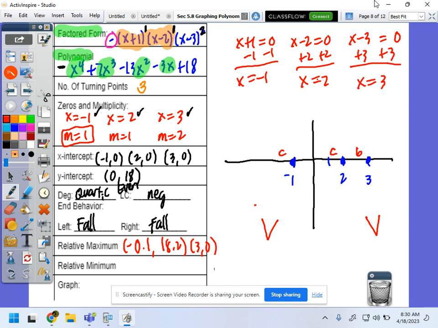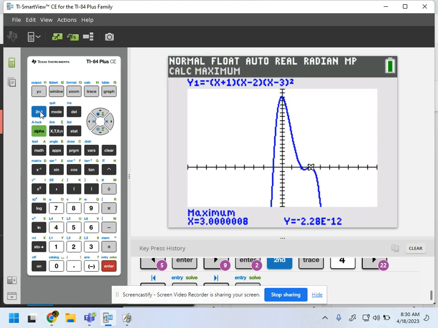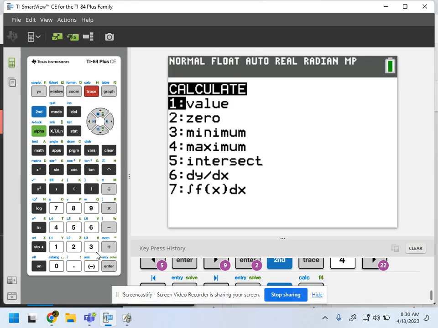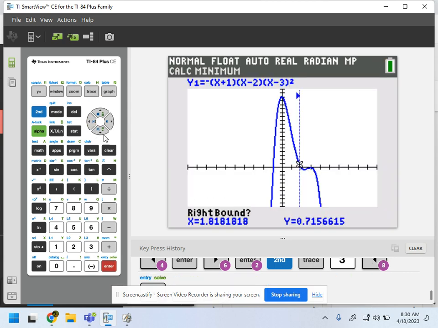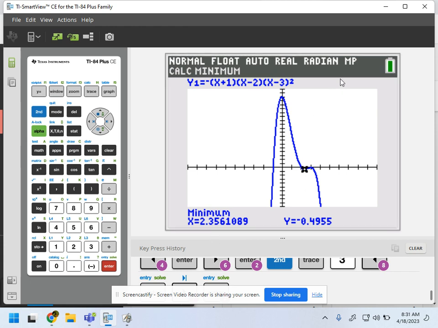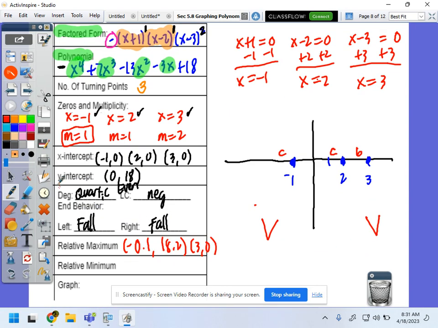Relative minimum. How do you get the minimum? You're going to go here. So second trace minimum, enter, and then go to the right side, enter, enter. What's the minimum? Negative 2.4, negative 0.5. So what's that again? Negative 2.4, negative 0.5, I think, right?